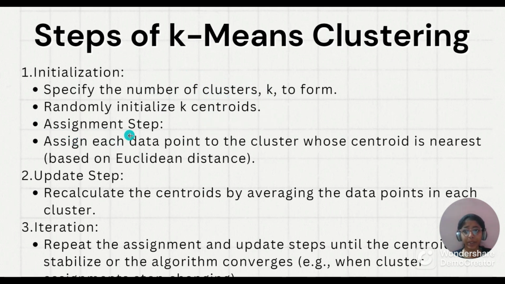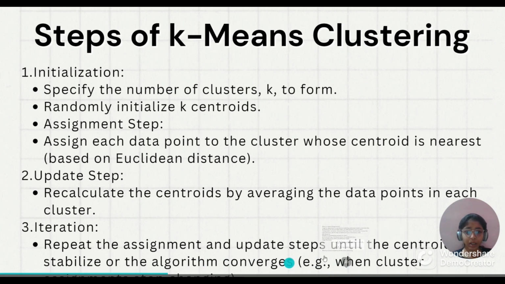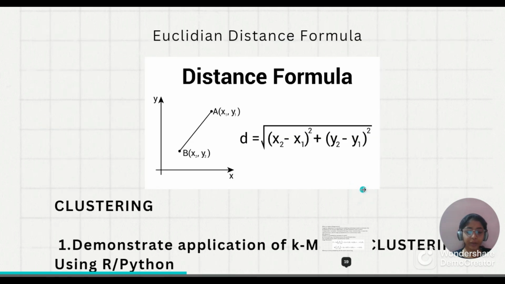Now the next step is the assignment step. In the assignment step, we assign each data point to the cluster whose centroid is nearest based on the Euclidean distance. Now the second one is the update step. Then we have to recalculate the centroids by averaging the data points in each cluster. Iteration: then repeat the assignment and update steps until centroids stabilize or the algorithm converges. When the cluster assignments stop changing, till then we have to do the steps.